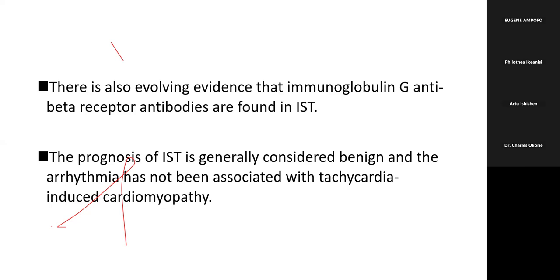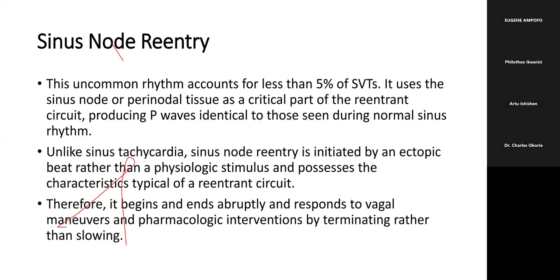Okay, the next form is sinus node reentry. This is uncommon and accounts for less than 5% of supraventricular tachycardias. It uses the sinus node or perinodal tissues as a critical part of the reentrant circuit, producing P waves that are identical to those seen during normal sinus rhythm.